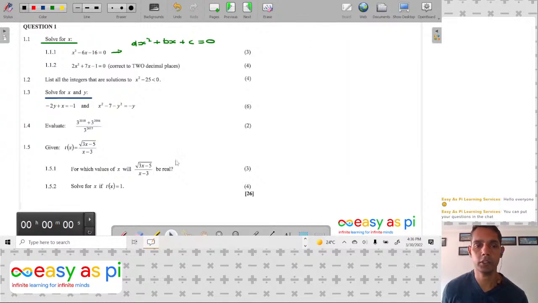Okay, so let's finish this off. You're given t of x is root 3x minus 5 all over x minus 3. For what values of x will this be real? Now, remember, for real numbers, you can't have a negative number under a square root. You can't do division by 0. That is my clue to you for 1.5.1. I'll give you a minute and 30 seconds to work that out. And let us go for it.